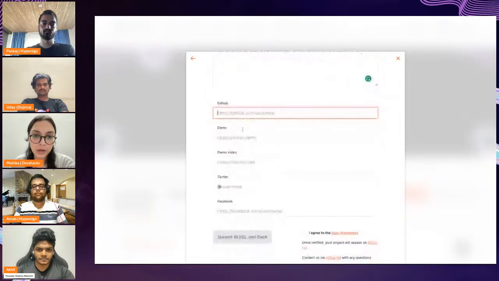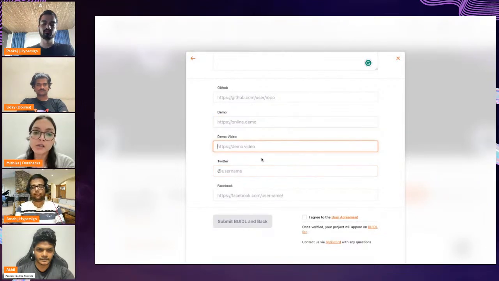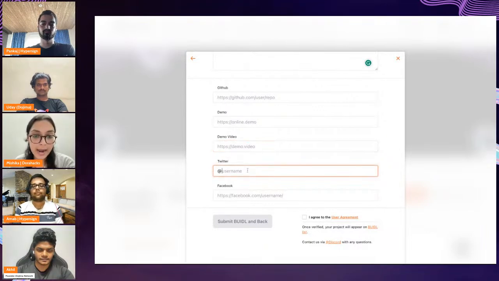Then the GitHub repo would be used by the judges to verify that the project is legitimate. Demo: this can be a website for the judges to go through. Demo video: if you also want to highlight certain parts of the project, feel free to create a video. This would give the judges a detailed insight into what it's like. And Twitter: if you have a Twitter ID for the project, please type that down. And Facebook, again not necessary, but feel free to do that.